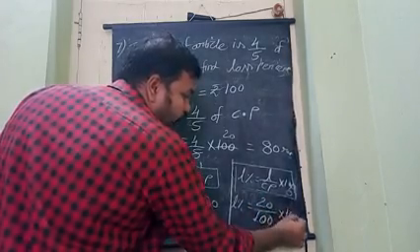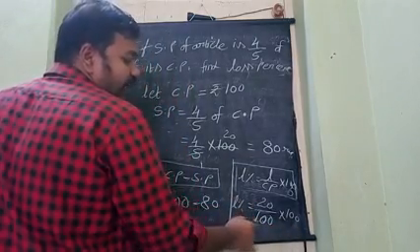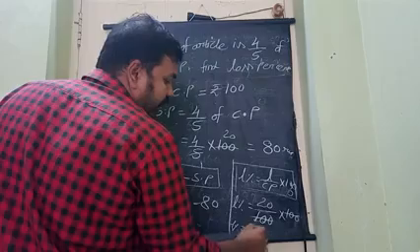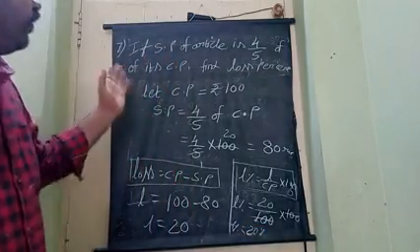into 100. What is this 20? What is this 100? 20 is the loss, 100 is the cost price. So cancel that once. Answer: loss percent is equal to 20%. Loss percentage is 20%.